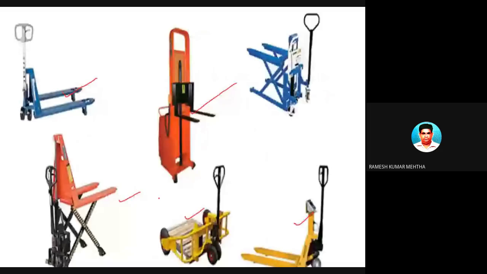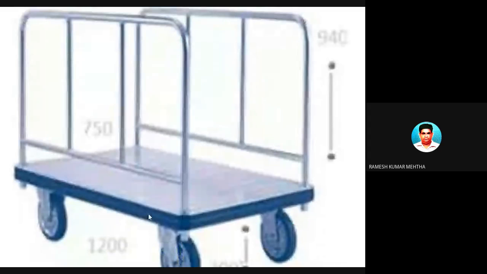So these are the different material handling equipments: one, two, three, four, five, and these are according to the needs of the customer or the manufacturer. So these are the different types. This is a trolley where the goods are stored or placed, and the trolley is dragged.